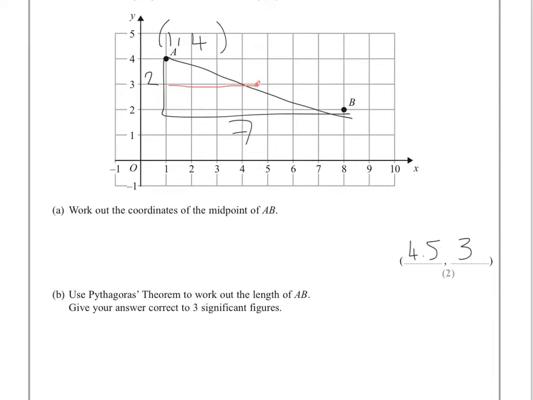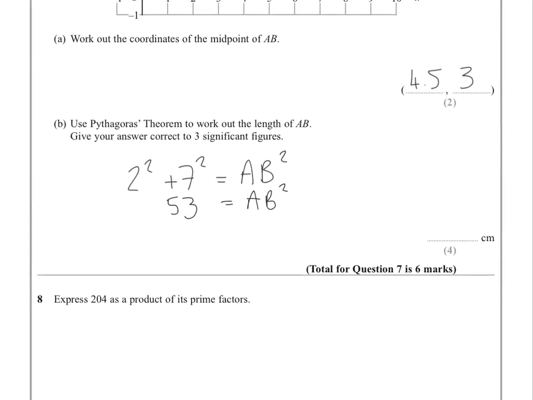To work out the length of AB, we're told to use Pythagoras' theorem. That's the hint. So 2 squared plus 7 squared equals AB squared. 2 squared is 4, 7 squared is 49, 4 plus 49 is 53, which equals AB squared. In order to get rid of the square, I now need to square root. So AB equals root 53.